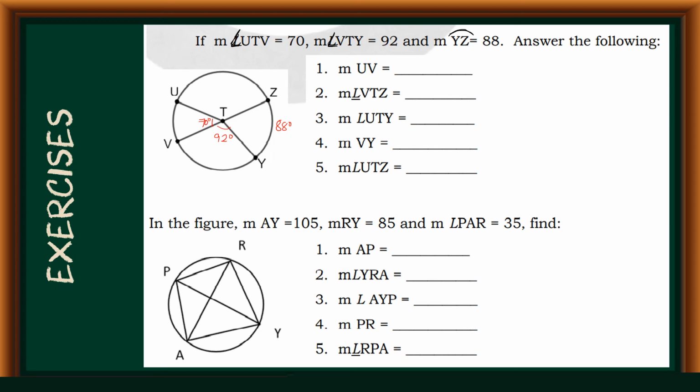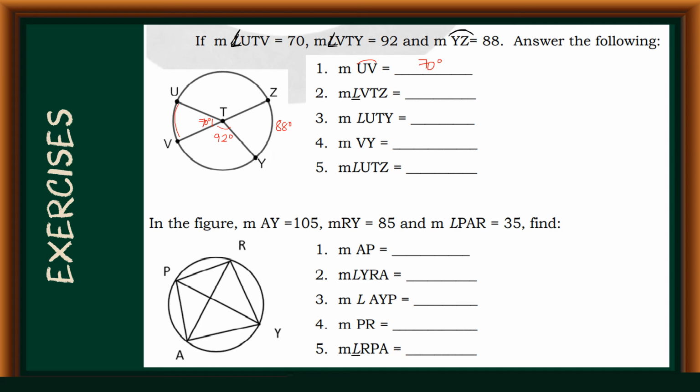Arc UV. Where is UV? This one. Kung ito ay 70, kung kanyang central angle ay 70, and arc UV is an intercepted arc of angle VTU, this means same measurement sila. So, ito ay 70 din.